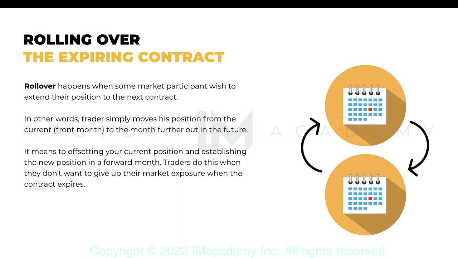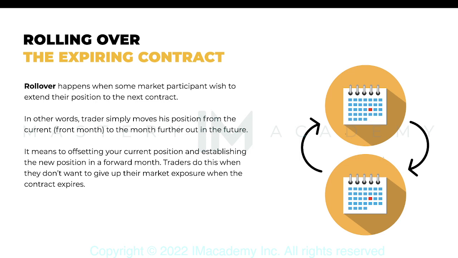Traders do this when they don't want to give up their market exposure when the contract expires, which means if you're a swing trader and you wish to extend your futures contract, you don't want to give it up and you want to keep trading this, you can simply do exactly this, right? You can simply extend or roll over your futures contract into the next month.